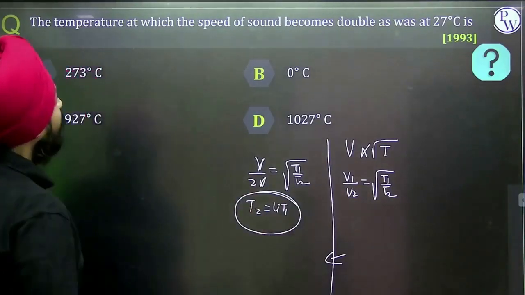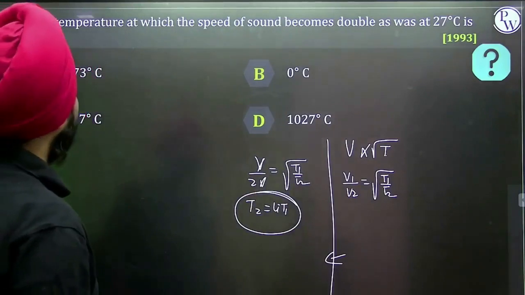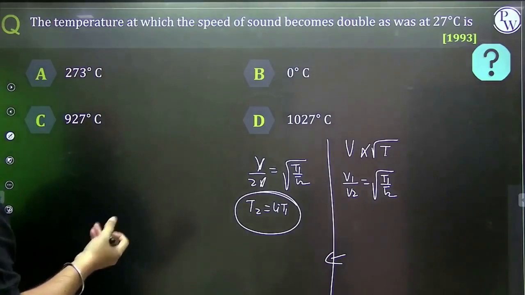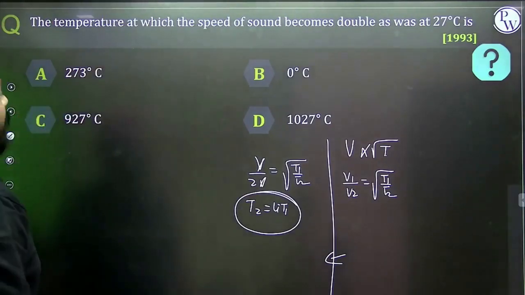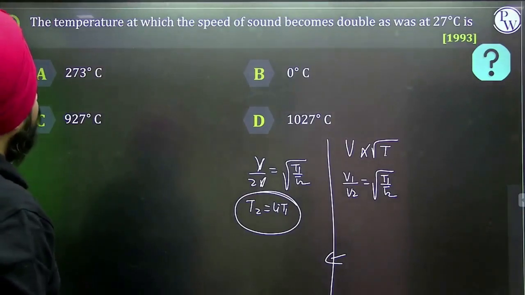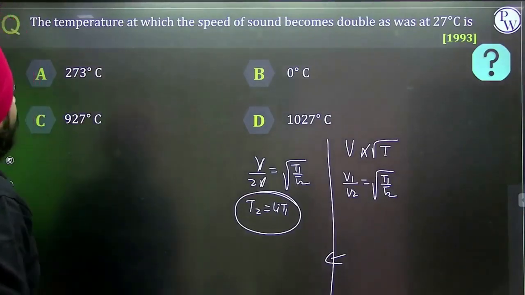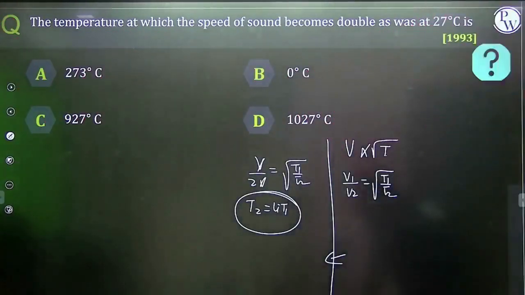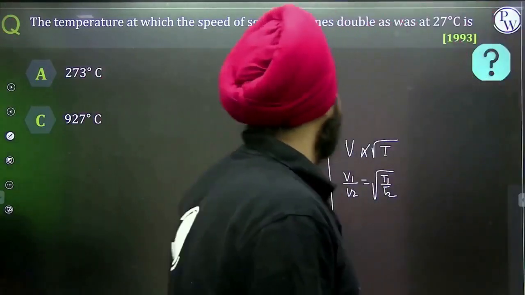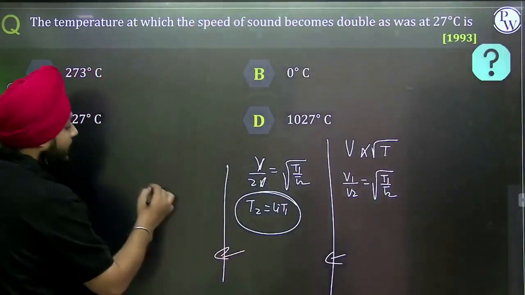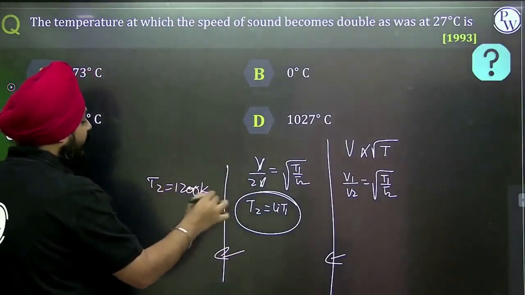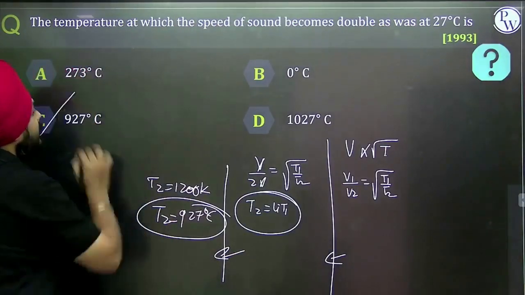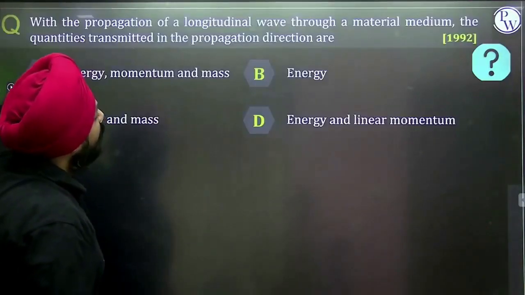How much is it? 27 degree centigrade. Okay, 27 degree centigrade is 300 Kelvin. So T2 is 4 T1. Right. Okay, so that is the temperature at which sound becomes double. So this will be equivalent to what? T2 will be equivalent to 1200 Kelvin, and T2 will be equivalent to 927 degree centigrade. C is a perfect answer for this question. So this kind of questions are asked.